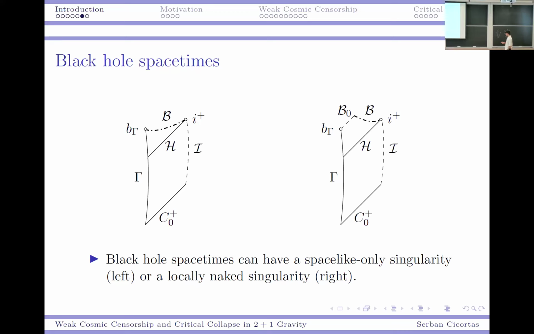But then we have this other option in which I have a black hole spacetime with a locally naked singularity. By locally naked singularity, I mean that I have a null piece, which I denote by B naught, which arises out of the first singularity at the center, B gamma. That's what I mean by having a locally naked singularity. And again, I'll also draw this here. I have a null piece, that's my locally naked singularity. And then this has to become spacelike, gets to i plus.